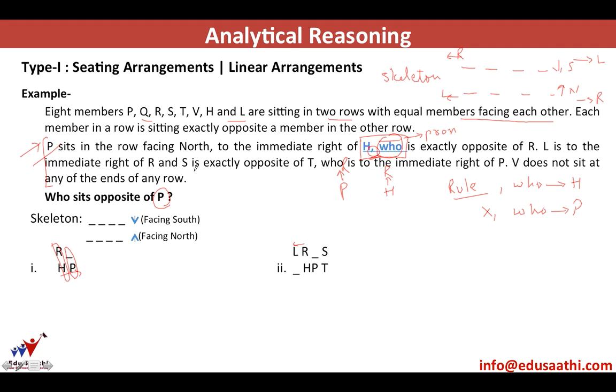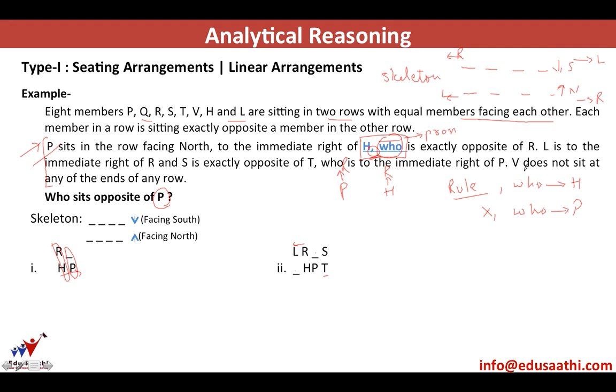Then, S is exactly opposite of T, who is to the immediate right of P. You also knew about the placement of P. Immediate right of P would be T, and S is directly opposite to it. So this will be this. So here we have made 4 figures over here, 4 figures over here, and there are 2 empty spaces left.